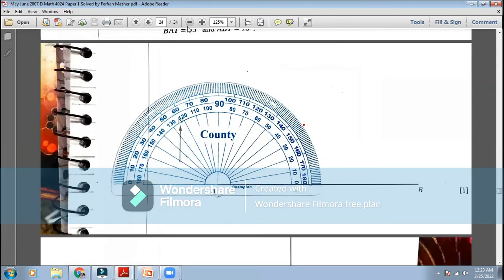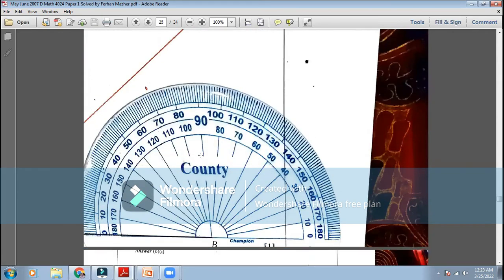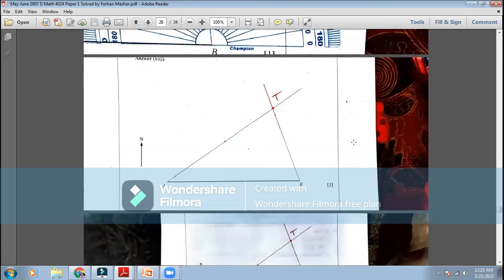So you can see that here I have placed the crosshair of the protractor on A, and the 0 is on this line. From here I will count 35 and put a dot here. Then I will join A with this dot and make a line. Then I will put the crosshair of the protractor on B, and the 0 will be here. From here I will start counting, and where the 70 is I will put the dot. Then I will join B with the 70 and make a line. So these lines will intersect at the point T and you will get this triangle.